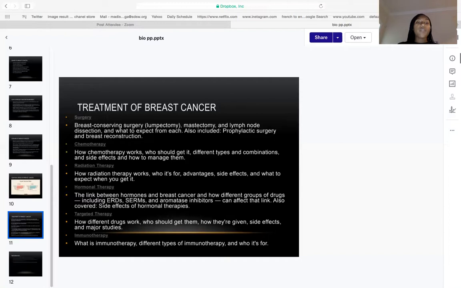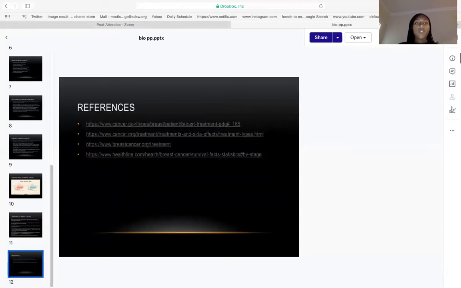Hormonal therapy, the link between hormones and breast cancer and how different groups of drugs, including SERDs and SERMs and aromatase inhibitors, can affect that link, also covered. Side effects of hormonal therapies. Targeted therapy, how different drugs work, who should get them, how they're given, side effects, and major studies. Immunotherapy, what is immunotherapy, different types of immunotherapy, and who it's for.